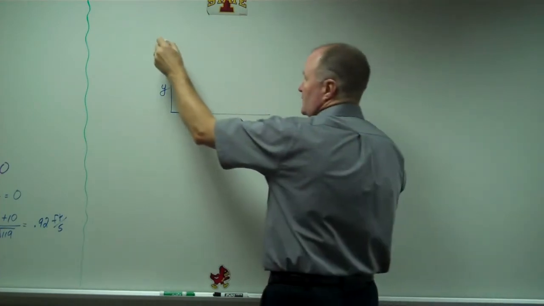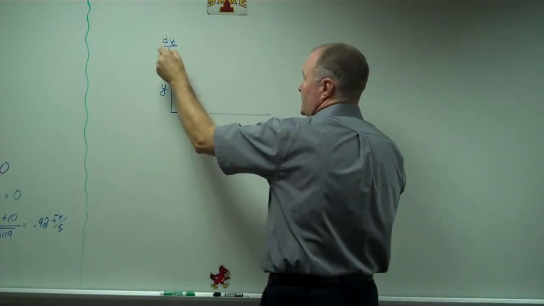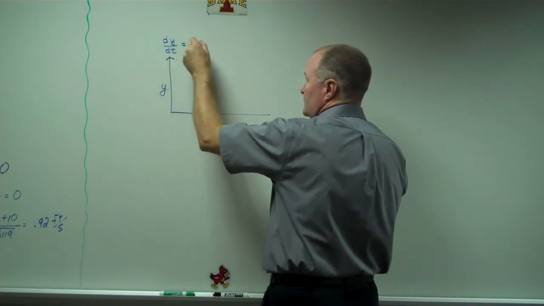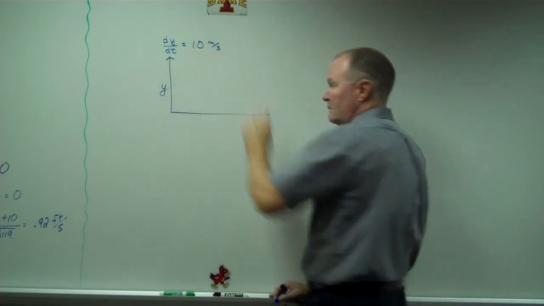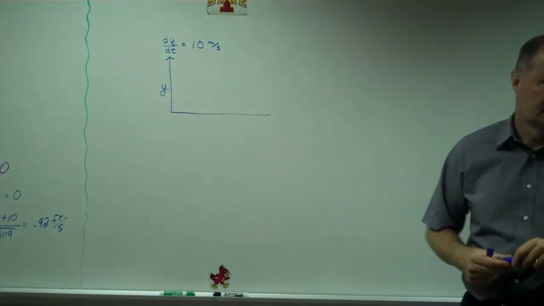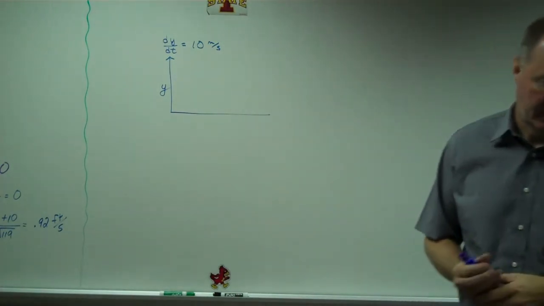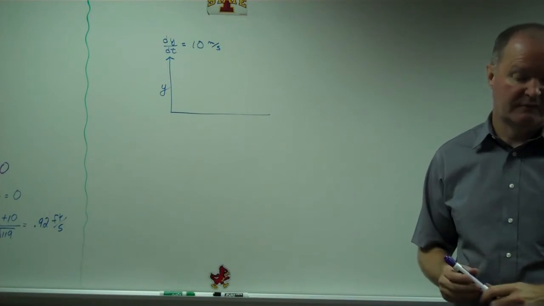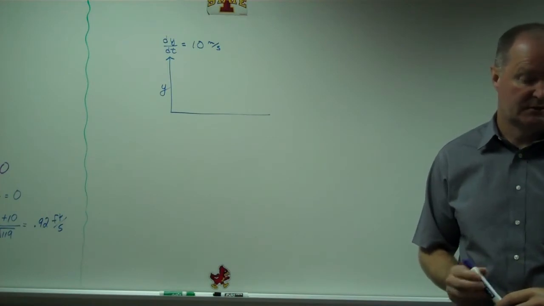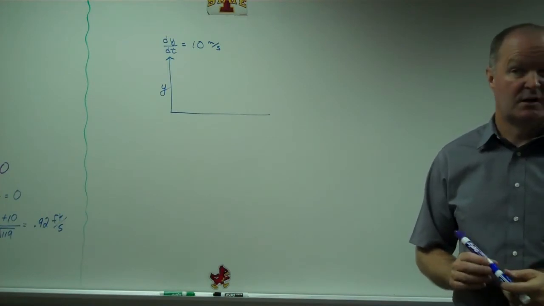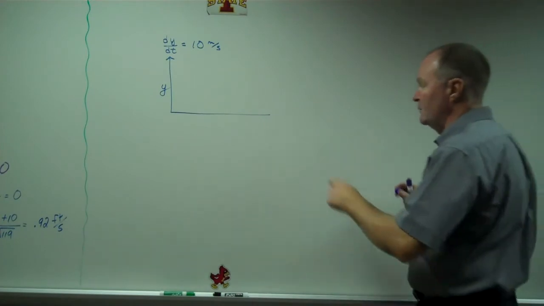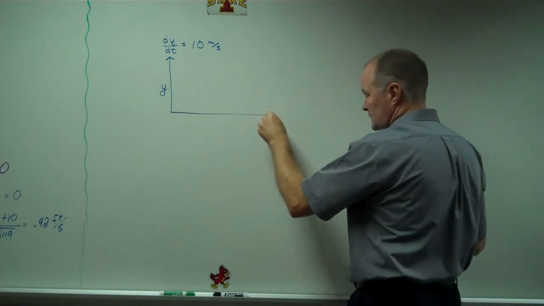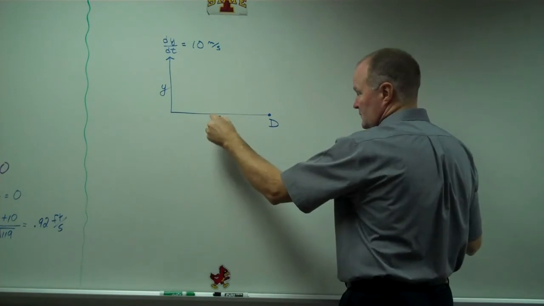y. So dy dt, 10 meters per second. That's what I get out of the first line. David is standing 15 meters away from the elevator shaft when the elevator begins to rise. So David's probably right there.